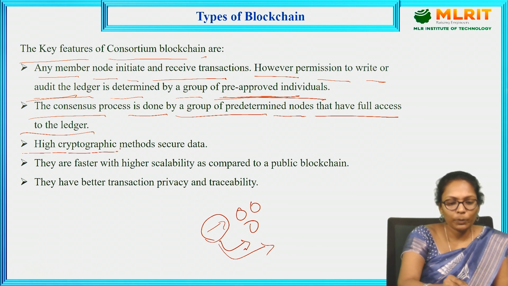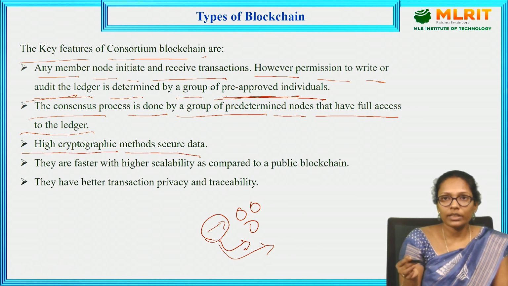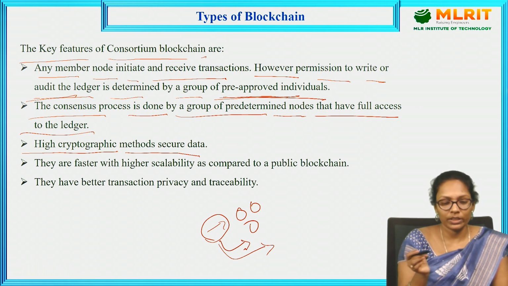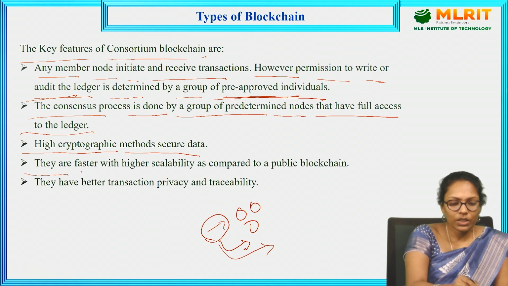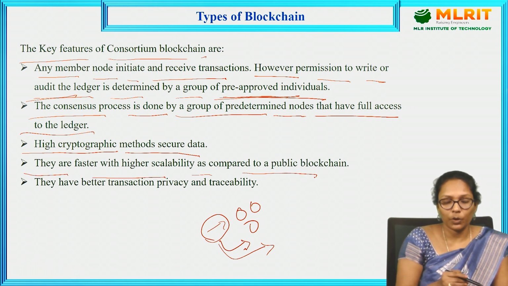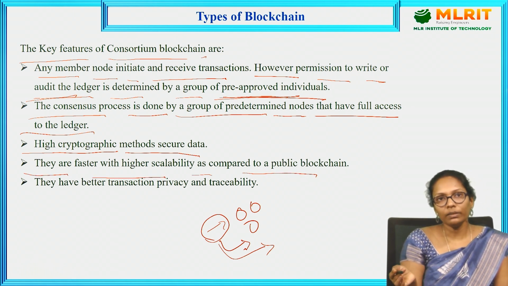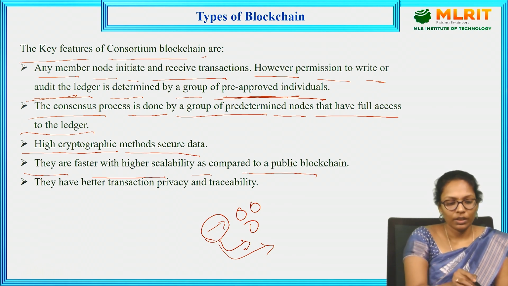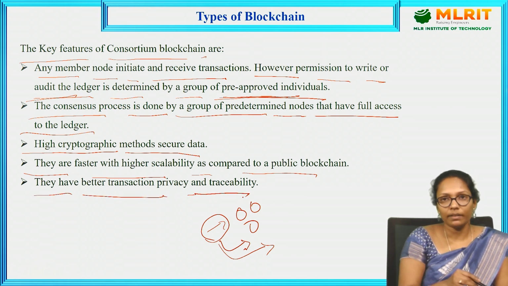And again, high cryptographic methods are used to secure the data. The data will be stored in cryptographic form, that means encrypted data will be stored inside a blockchain. They are faster with higher scalability as compared to public blockchain. So the scalability is more here when compared with the public blockchain. And they have better transaction privacy and traceability. Obviously, I can call it semi-public or semi-private. Why? Because the data is more secure when compared with the previous one. Of course, the data is secure in the blockchain itself, but here we are maintaining the privacy of the user.